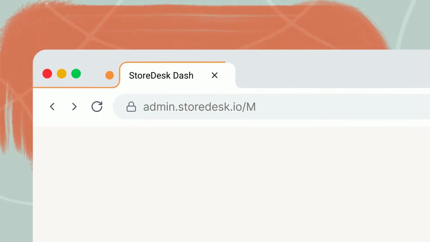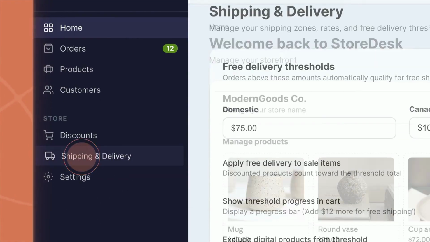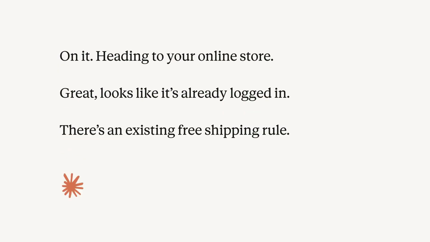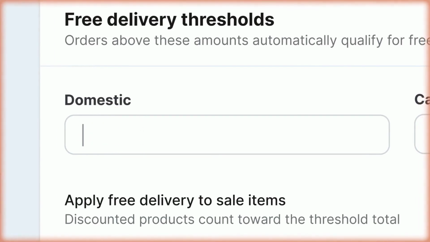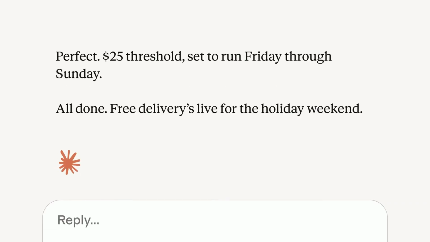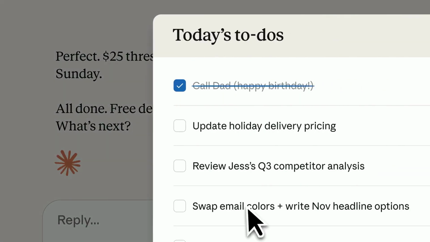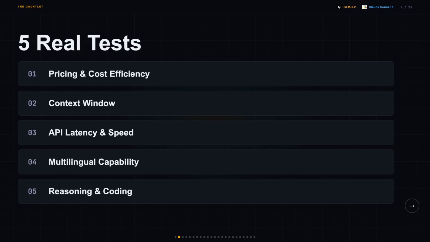Both models dropped recently, so the pricing and benchmarks I'm pulling here are current, and I'm running GLM 5.2 against Claude Sonnet 5 across 5 real tests: cost, context, speed, multilingual support, and coding. With every number sourced from official docs or independent benchmarks, no vendor spin.